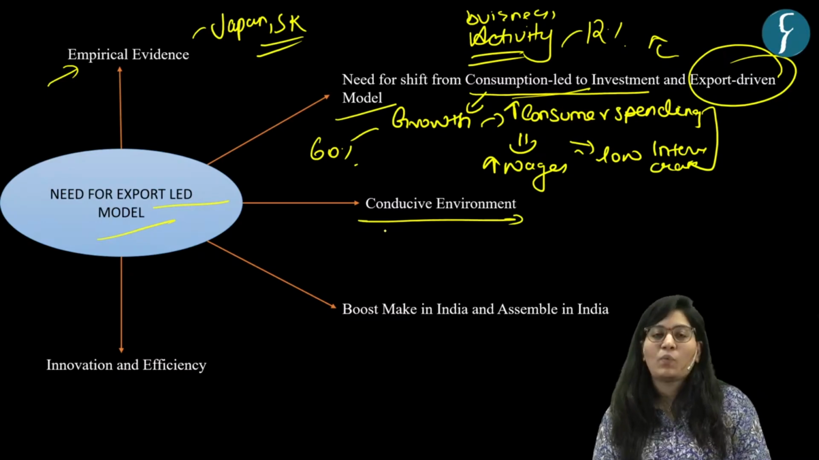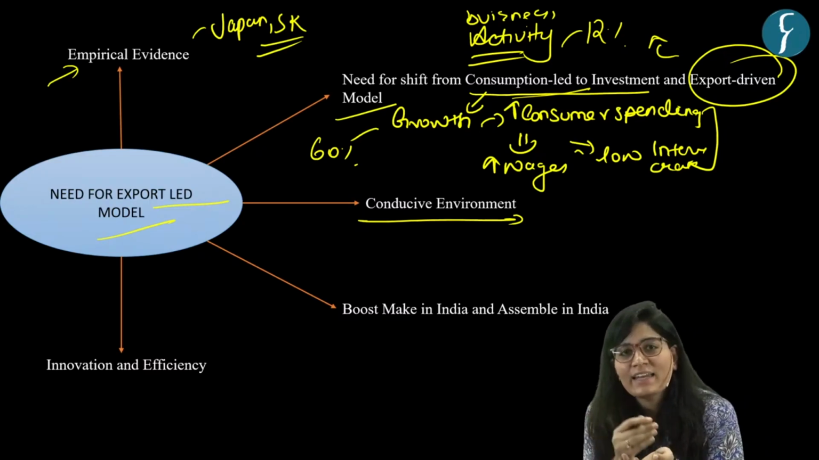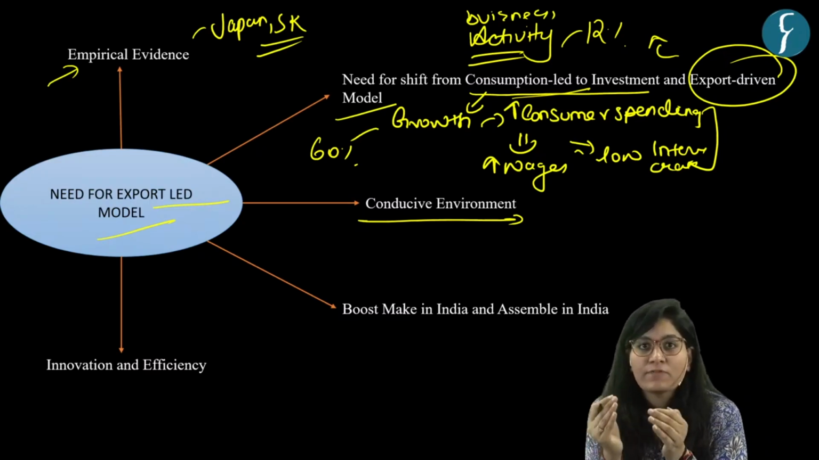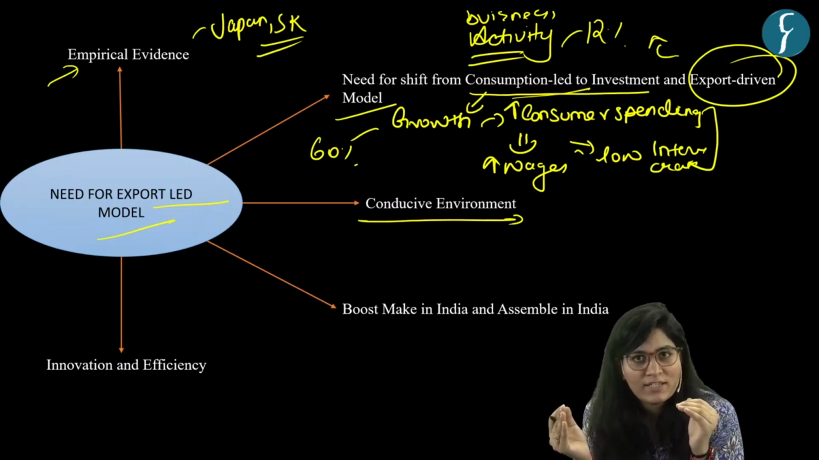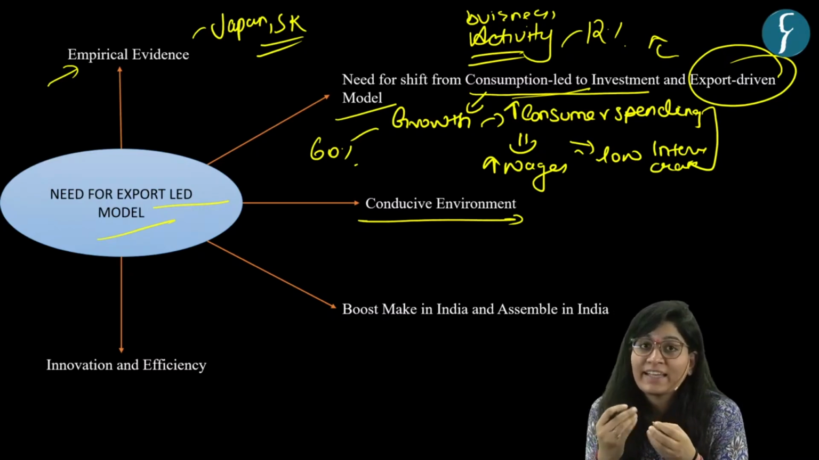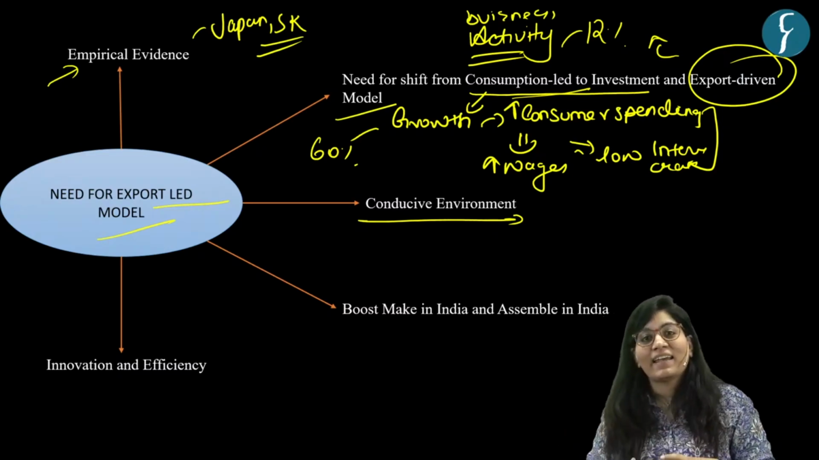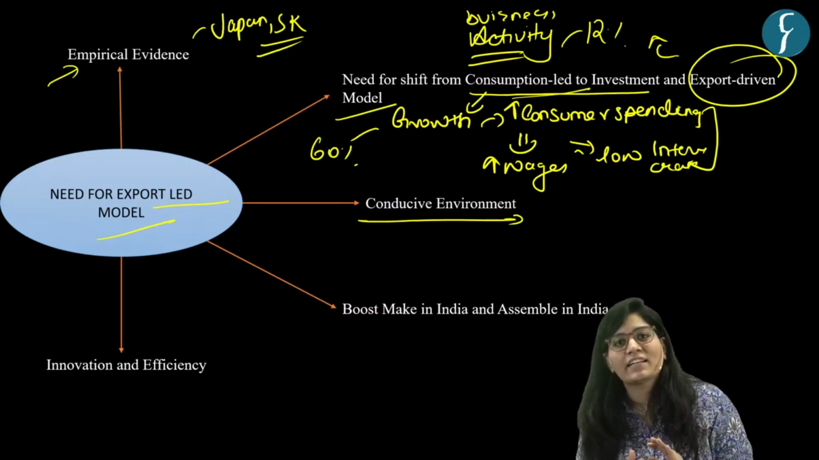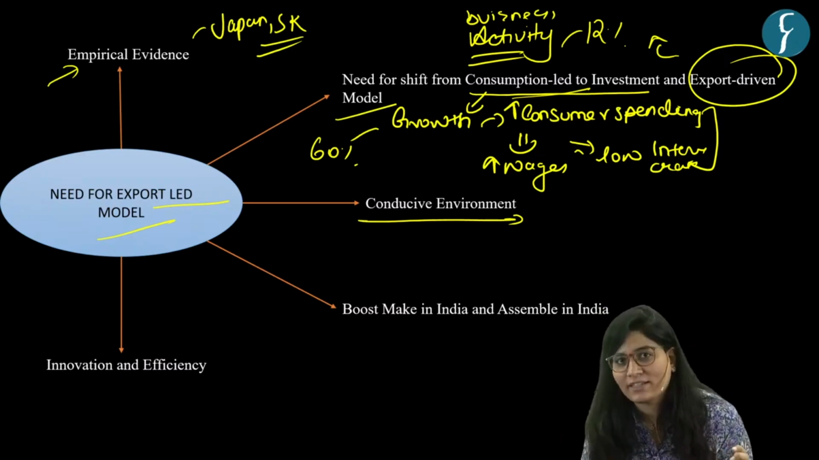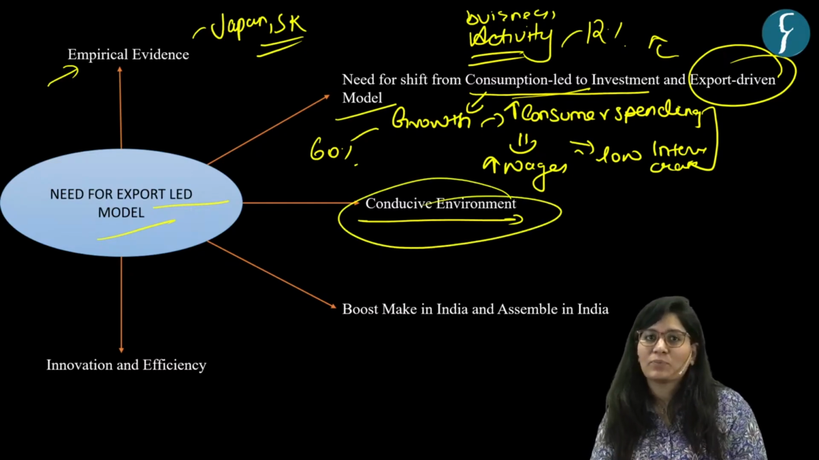Okay. Then we have a conducive environment. Why? Because there is a current void generated because of declining exports from China because of the US China trade war. Okay, so there's a fall in the quantity of exports from China. Then we have high labor costs in countries like Vietnam and Bangladesh. So India can utilize this as an opportunity and come up as an export country, or it can increase its share in the global market. So conducive environment is another factor for the export led model.